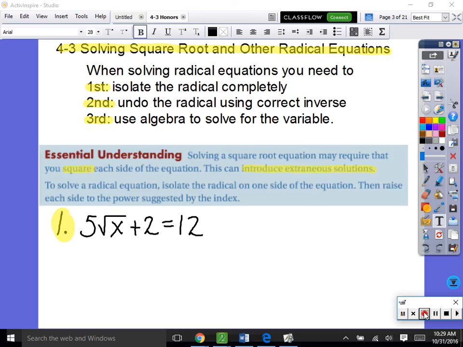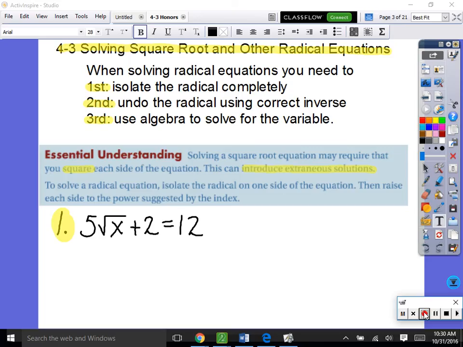Now understand, we're going to be taking and manipulating these equations so much. Once again, it could introduce extraneous solutions. There's going to be tons of extraneous solutions in this one. You'll see it on the worksheet. You'll see it on your test. So this is when you'll run into extraneous solutions.